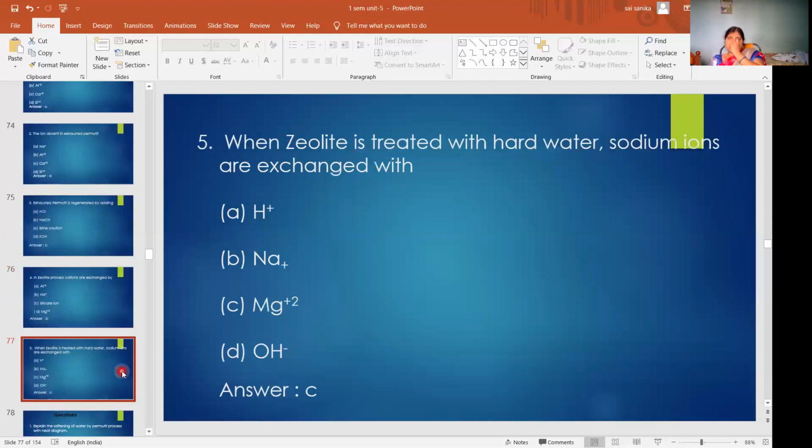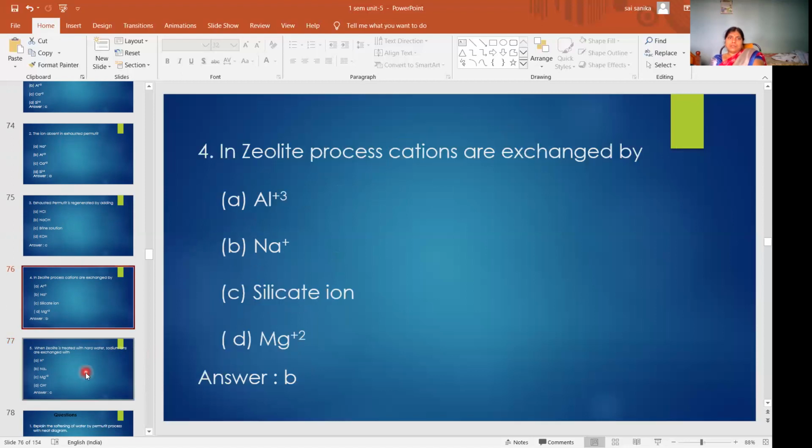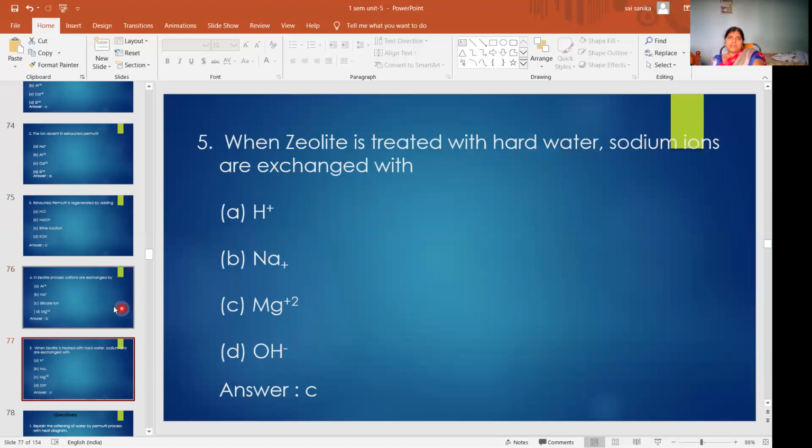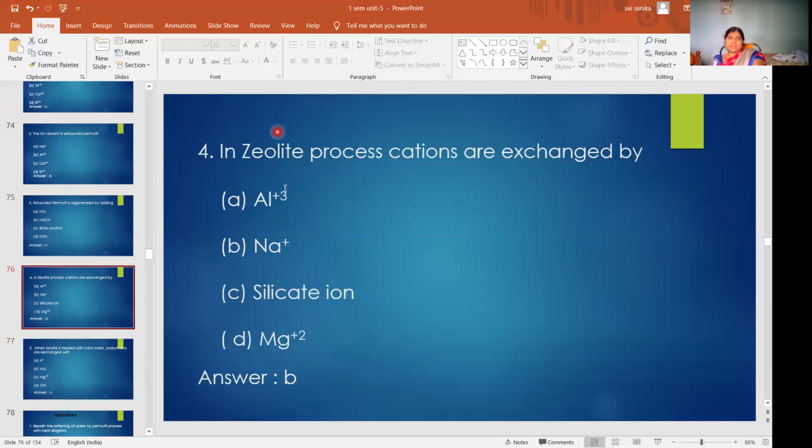Next, come to the next question. When zeolite is treated with hard water, sodium ions are exchanged. So for this above question and this below question, what is the difference? In reverse order, they are asking. In the zeolite process, cations are exchanged by what he is asking.